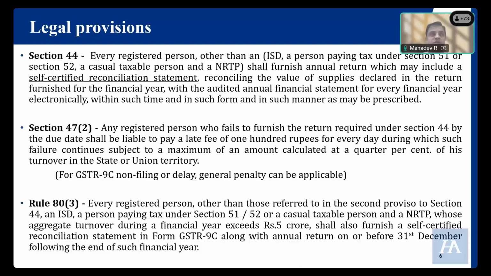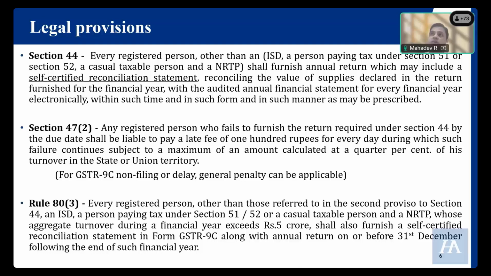The general penalty is as per section 125, which says up to 50,000 is the penalty amount which can be levied by the department. It is the discretion of the department. The departmental officer can say you pay only 1,000 rupees or he can ask you to pay 50,000. So normally what happens is he will ask you for 50,000 rupees.